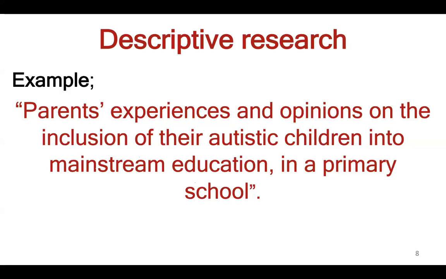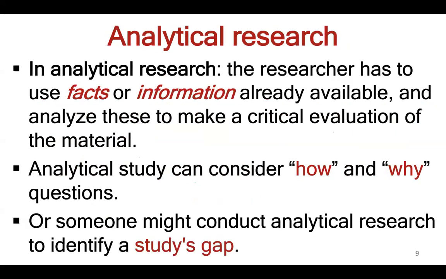Look at this example here of descriptive research. Somebody might be looking at parents' experiences and opinions of the inclusion of their autistic children in mainstream education in primary school. In this case, you just need to go to the parents and see their opinions. That's it. Their opinions are what you're going to describe at the end of the day. There is no way you can manipulate this kind of data. So that was just an example of a type of descriptive research that somebody can think about.